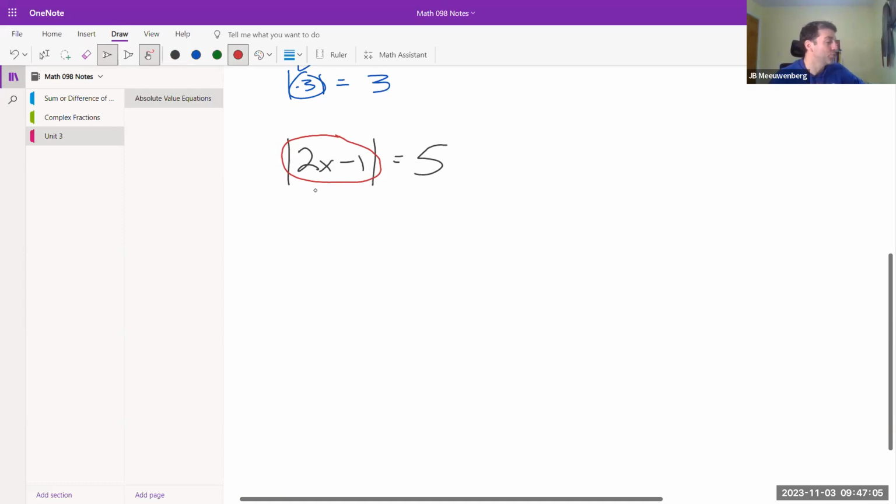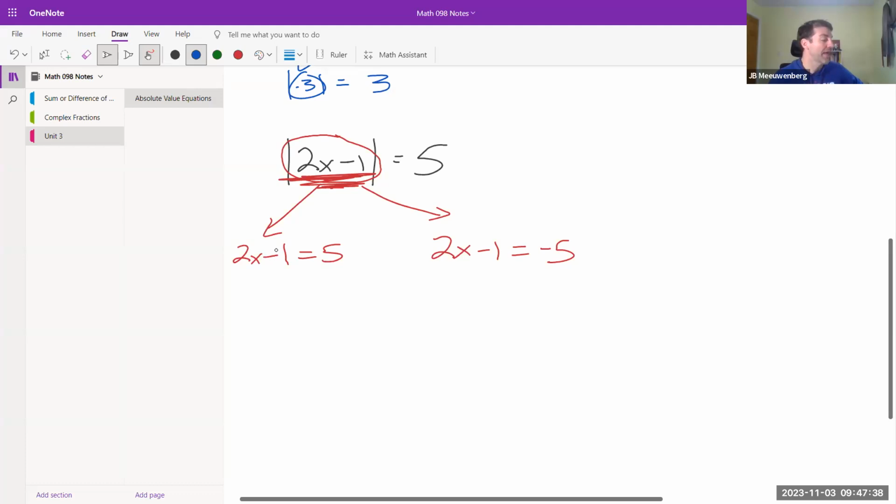Well, that could happen in 2 ways. One way is if this expression, 2x minus 1, was equal to 5. But it could also happen if that same expression, 2x minus 1, was equal to -5. If this entire thing inside here is equal to 5, then this is going to be a true statement. If this entire thing inside here is equal to -5, this will also be a true statement. So what we have is 2 separate equations, and they both have to be solved.